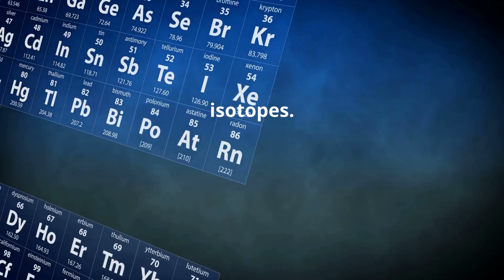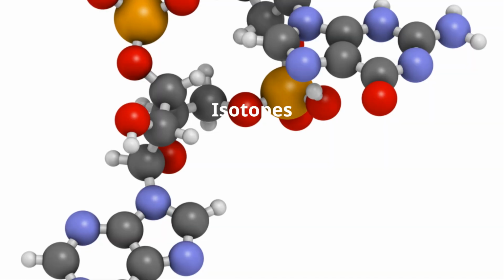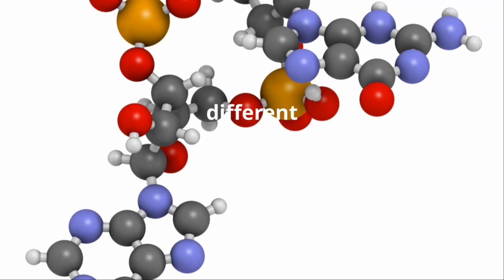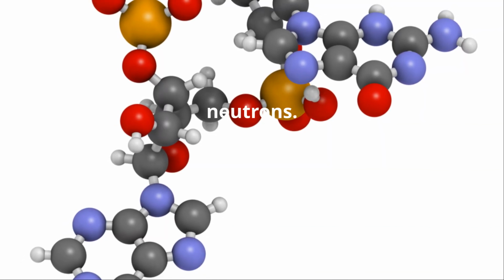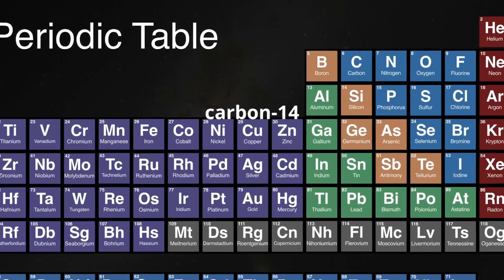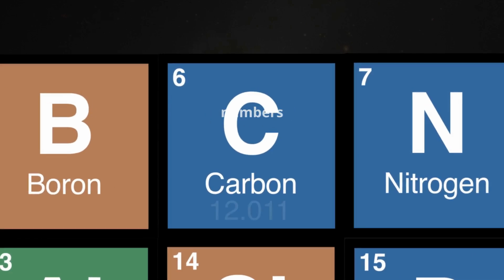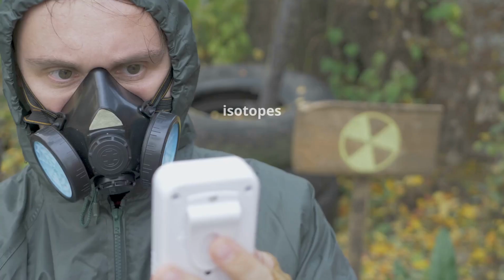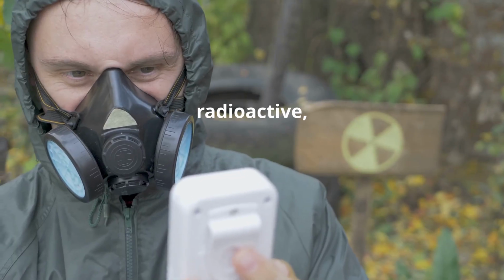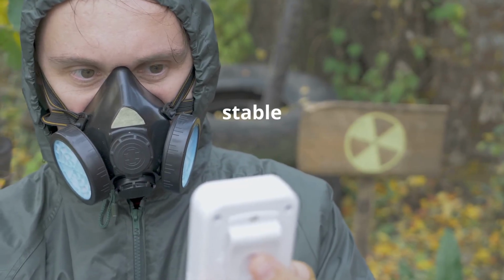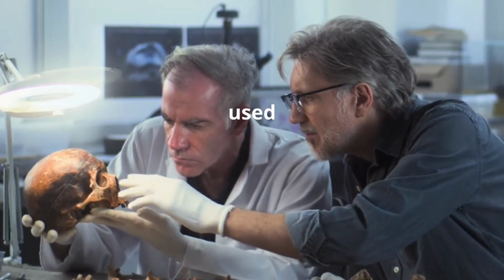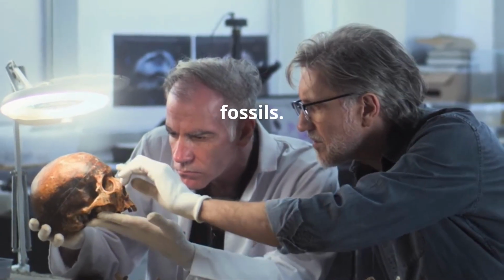Let's talk about isotopes. Isotopes are variations of the same element with different numbers of neutrons. For example, carbon-12 and carbon-14 are both isotopes of carbon, with 6 protons each but different numbers of neutrons. Some isotopes are unstable and radioactive, meaning they'll decay over time into more stable forms. This property is used in carbon dating to determine the age of fossils.